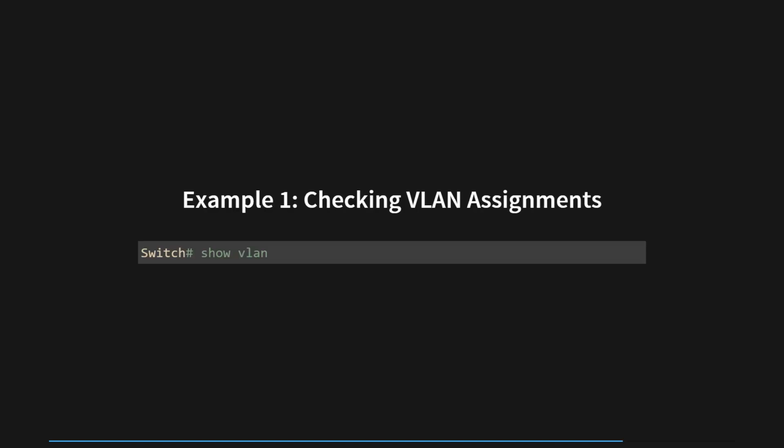Troubleshooting VLANs and trunking requires checking VLAN assignments, verifying VLAN status, ensuring consistency in allowed VLAN lists, and confirming trunking operational states. Let's explore some troubleshooting examples. This command displays the VLAN configurations on the switch, allowing you to verify VLAN assignments. Ensure that the ports are assigned to the expected VLANs.